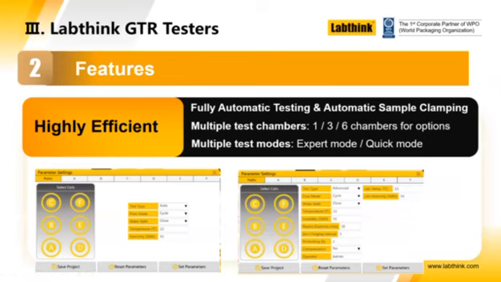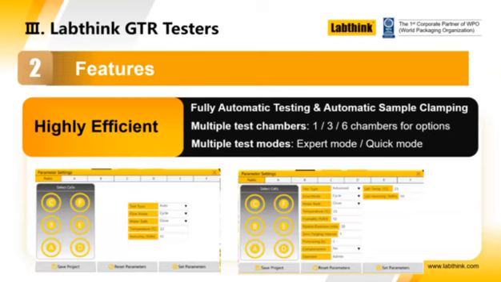So the equipment is, for the most part, very highly efficient, fully automatic testing. Some of the equipment has automatic sample clamping. Depending on the amount of testing required, customers can choose from analyzers which have 1, 3, or up to 6 test cells or chambers, and because the equipment is very versatile, there are different modes of operation.